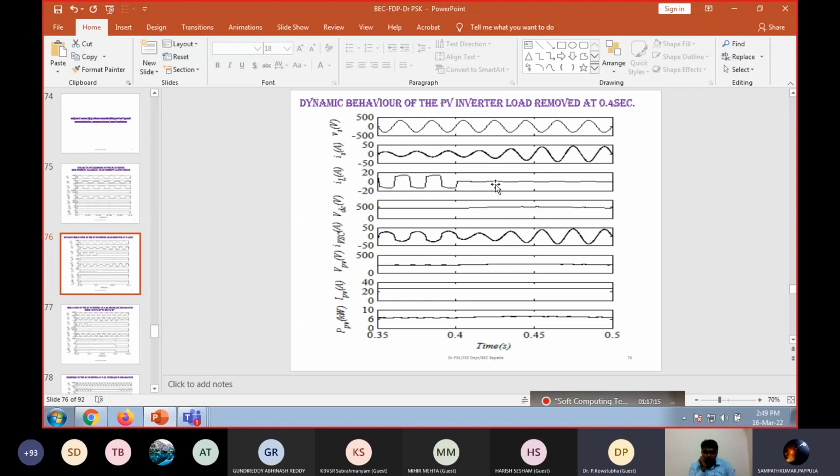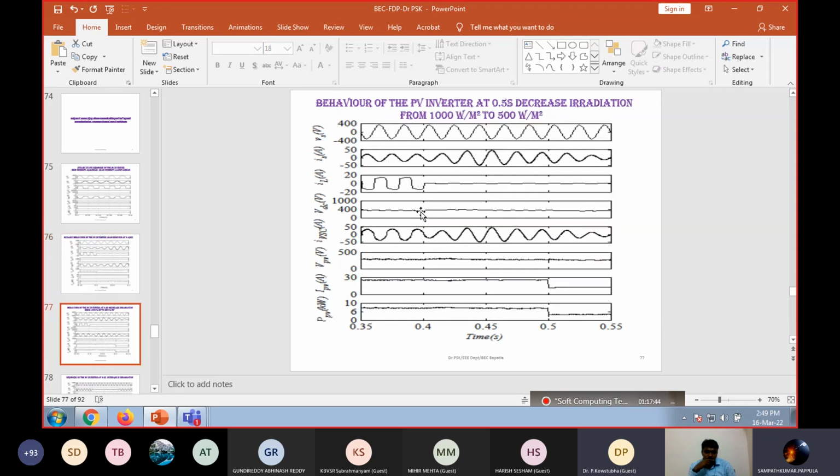Not only is the current at the grid side maintained sinusoidal, there is also no change in the DC link voltage. Here this is the DC link voltage, VDC. It is maintained constant even though this occurs, and the power at the load side is equal to 0. That means it is maintained constant even though the load power is 0. Right. Now we will see another result. Here we can see the irradiation effect is taken from 1000 to 500 watt per meter square.